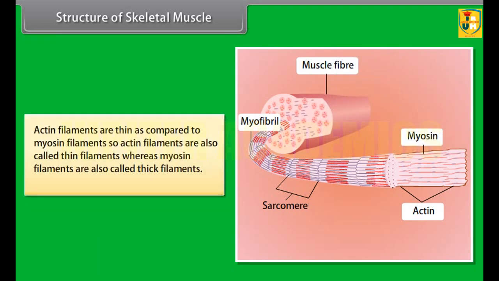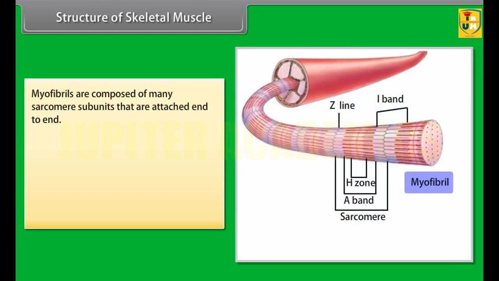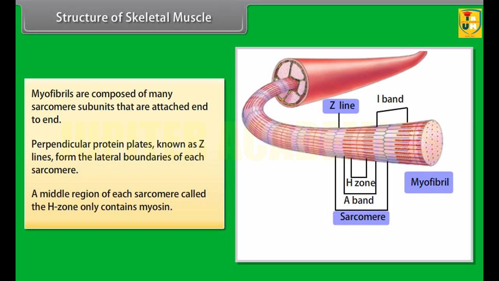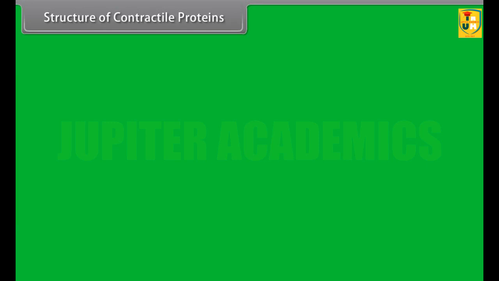Actin filaments are thin as compared to myosin filaments, so actin filaments are also called thin filaments, whereas myosin filaments are also called thick filaments. Myofibrils are composed of many sarcomere subunits that are attached end to end. Perpendicular protein plates, known as Z-lines, form the lateral boundaries of each sarcomere. A middle region of each sarcomere, called the H zone, only contains myosin.